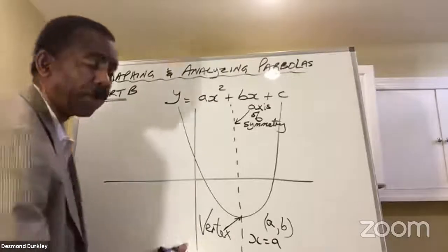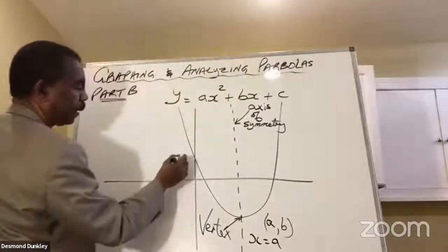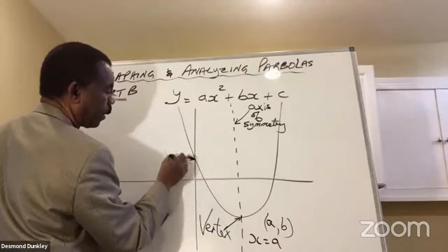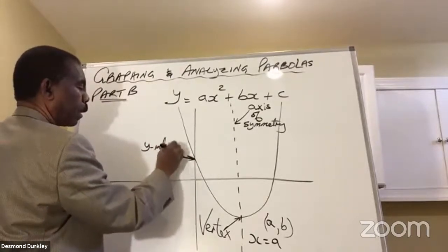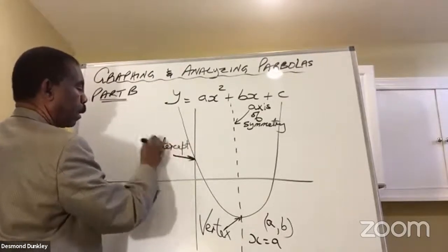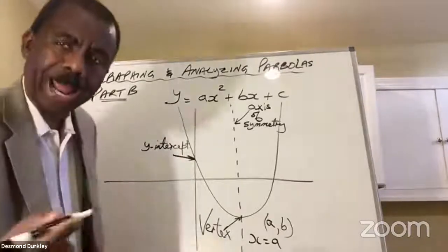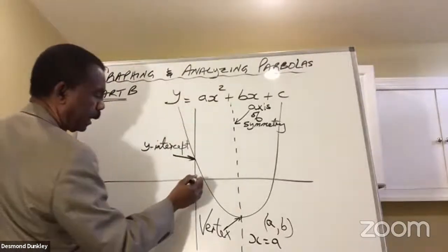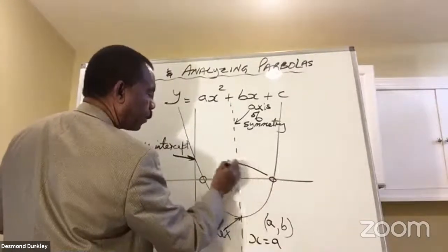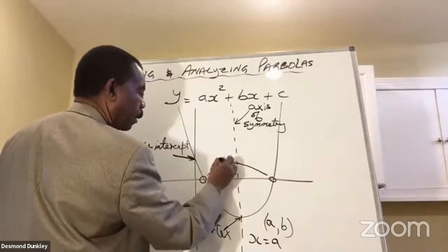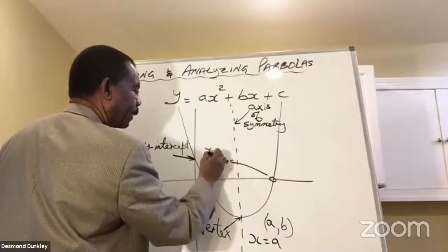Okay? What are some of the other key things to keep in mind? This will be called the Y-intercept. That's where your graph cuts the y-axis. This and this, these two are called the X-Intercepts.